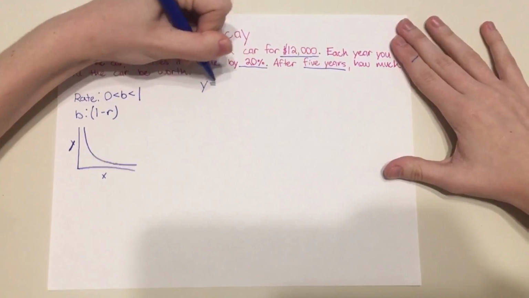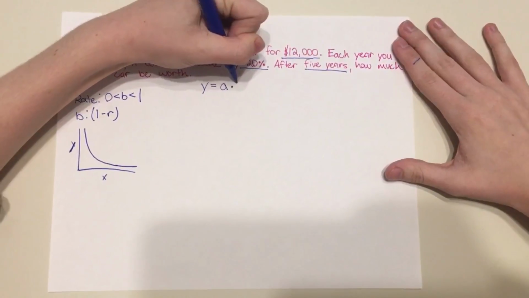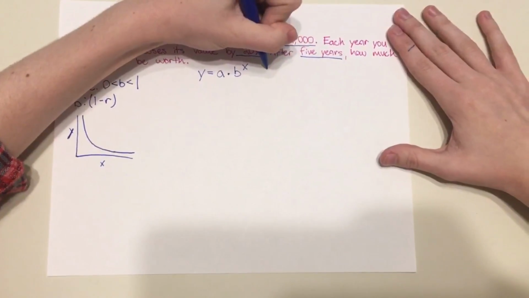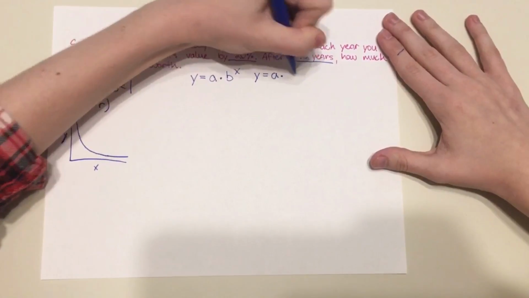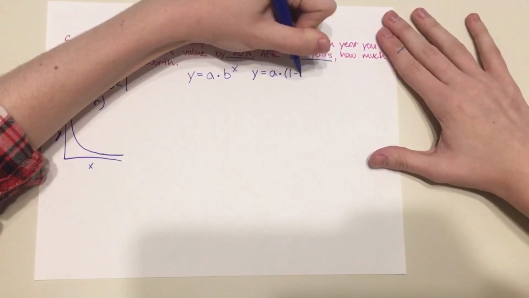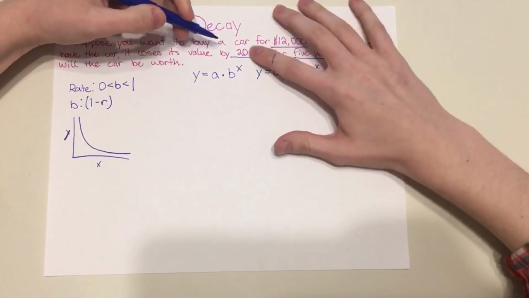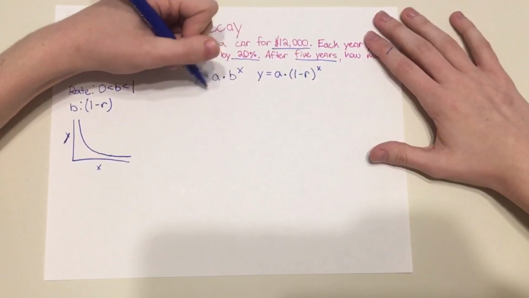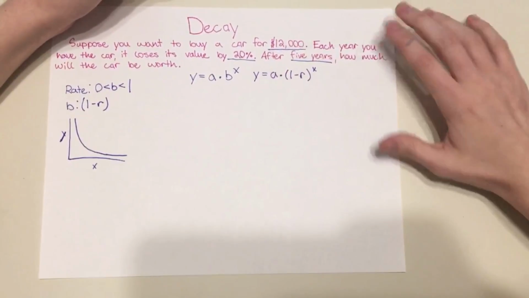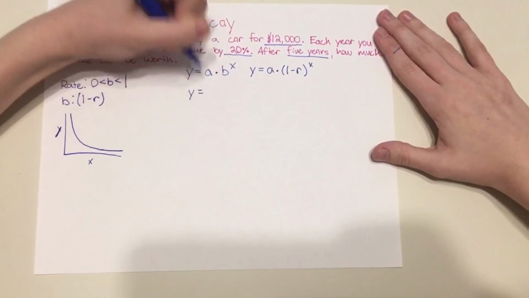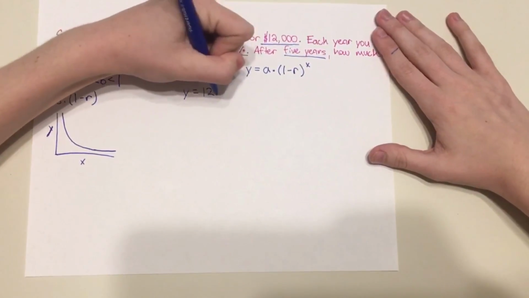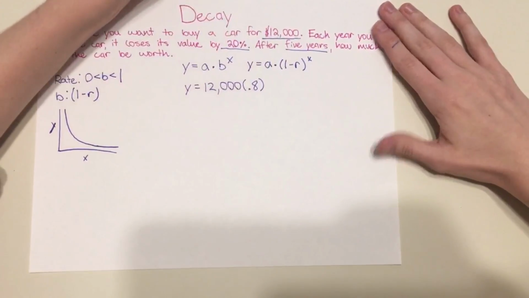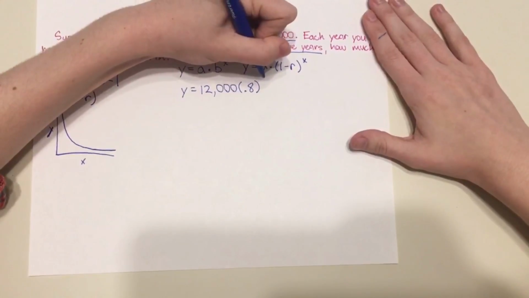So the initial equation for an exponential problem is going to be y equals a times b to the x power. Since this is decay, we're going to set it up like y equals a times 1 minus r to the x power. R would be 20%, which is 0.2 in decimal form. So then plugging in all of the numbers, the equation to solve would be y equals 12,000 for your initial starting value times 0.8. And it's asking after 5 years. So that would be our time.